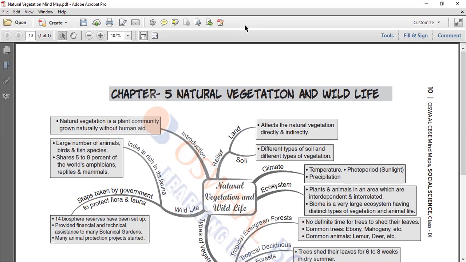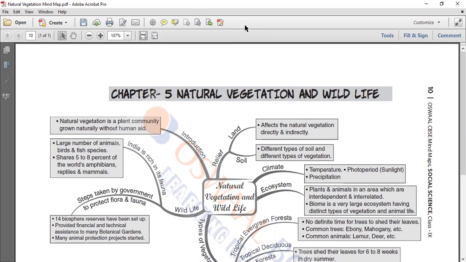The soil: different types of soil support different types of vegetation. Near the deltas, we find the mangrove trees, and on the hills, there are the conical trees. In the sandy desert, we find cactus and thorny bushes. So all this vegetation differs according to the soil.